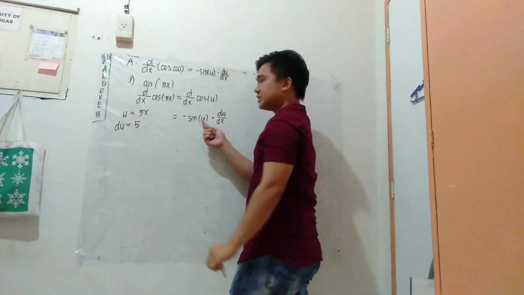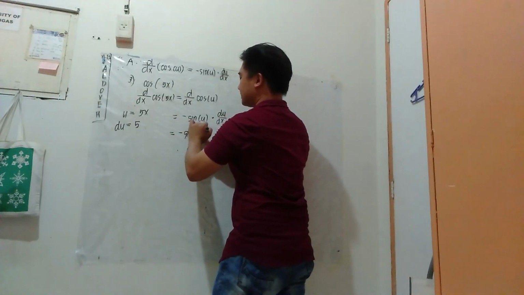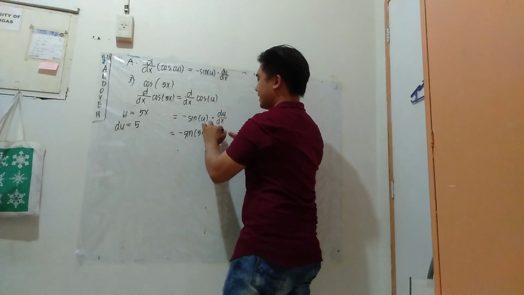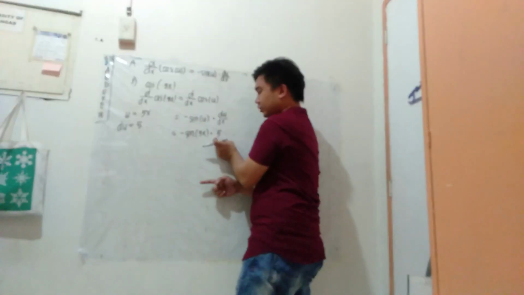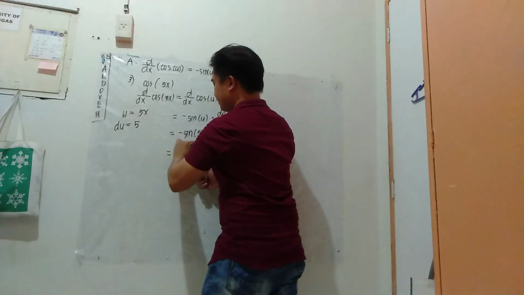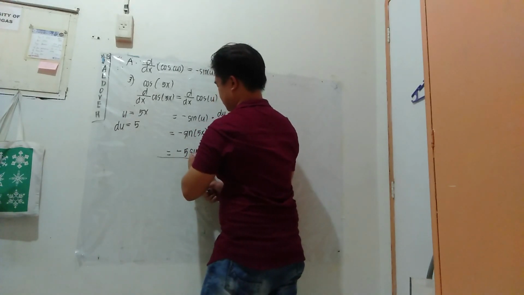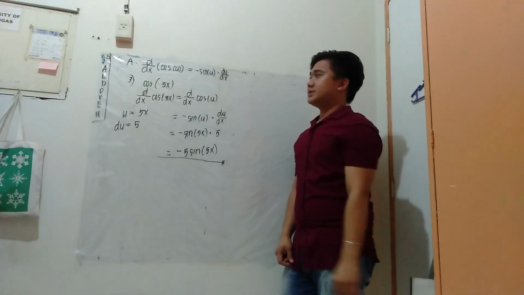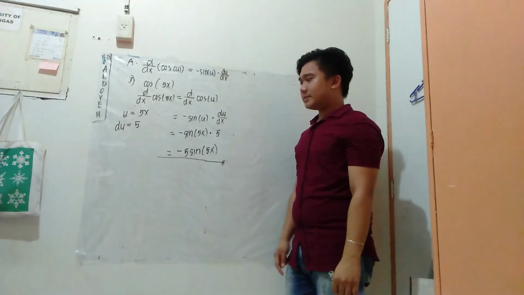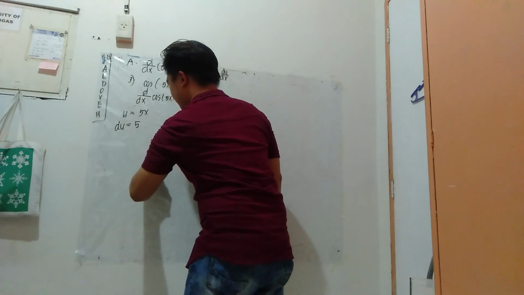Ngayon, ibalik natin. What is u? 5x. So, negative sine of 5x times du dx, which is 5. Again, huwag mong i-multiply itong 5 doon sa angle natin or sa theta natin. So, this is negative 5 sine of 5x. Okay, so yan na po ang ating cosine function. What if ganito naman yung binigay sa atin? Cosine of negative 8x.